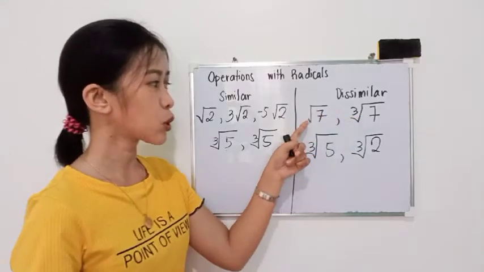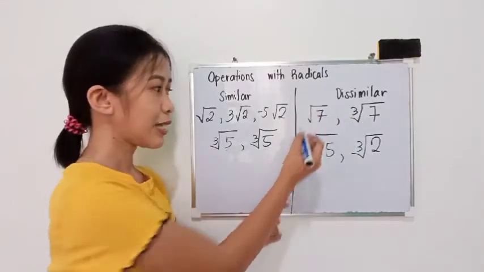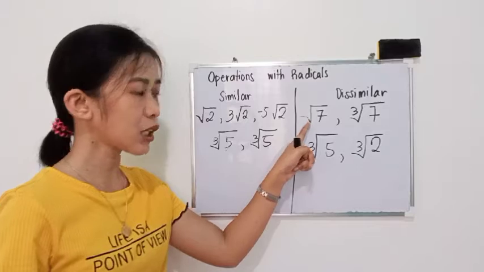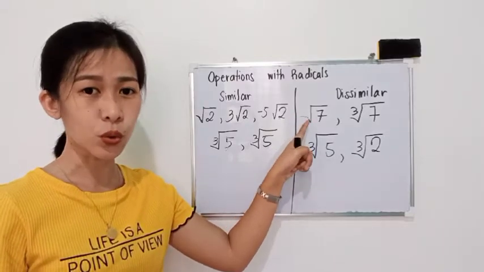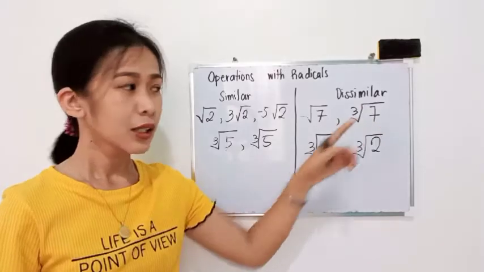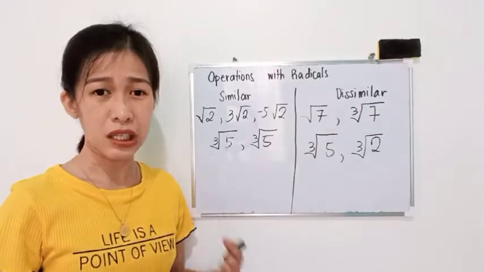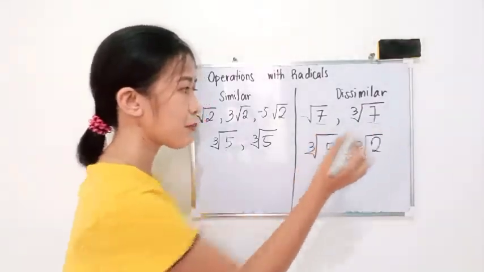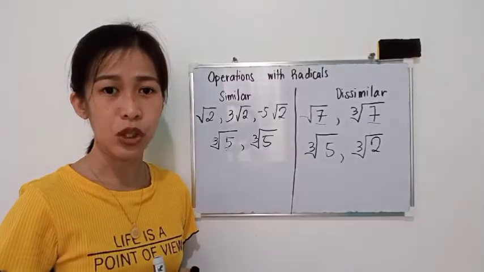As you can see, we have square root of 7. Yan, since wala siyang nakalagay na number dito, therefore, it is square root. Square root of 7 and cube root of 7. Ma'am, parehas naman sila ng radicands. Ayan, parehas silang 7. Why are they dissimilar?